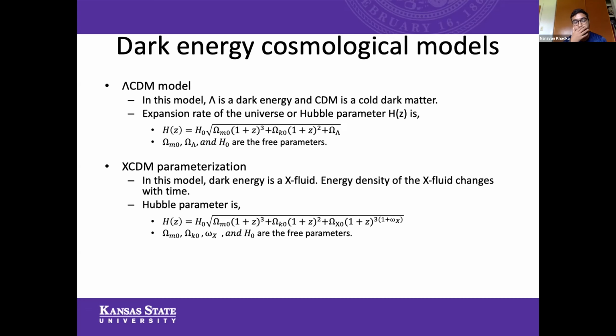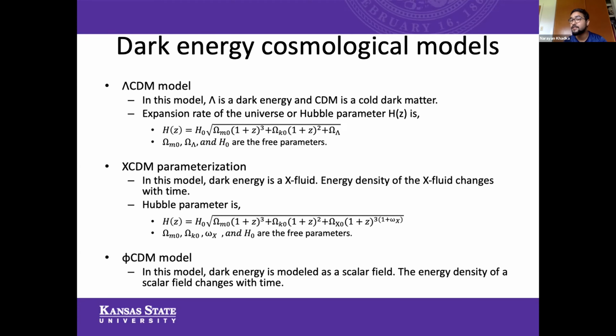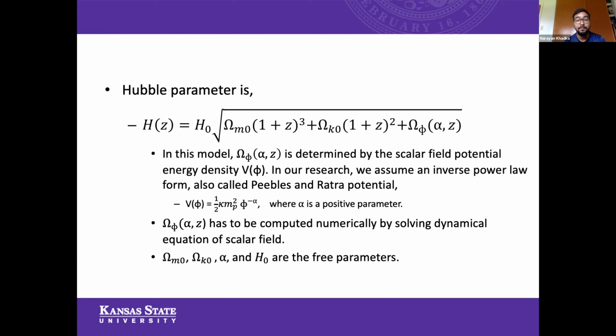The second dark energy model, which considers dark energy as a time-dependent quantity, is the phi CDM model, or scalar field model. In this model, dark energy is modeled as a scalar field. The energy density of the scalar field changes with time, and the Hubble parameter in this model is given by this equation. The omega phi here is the scalar field energy density parameter, which is basically the dark energy density parameter. So omega phi is determined by the scalar field potential energy density V phi.